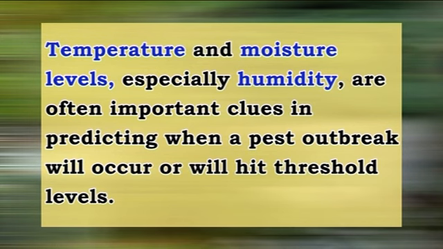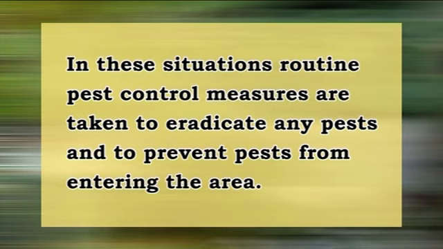Temperature and moisture levels, especially humidity, are often important clues in predicting when a pest outbreak will occur or will hit threshold levels. Monitoring is not necessary in situations where a pest is continually present and the threshold is 0. For example, there is zero tolerance for bacteria in operating rooms and other sterile areas of healthcare facilities. In these situations, routine pest control measures are taken to eradicate any pests and to prevent pests from entering the area.